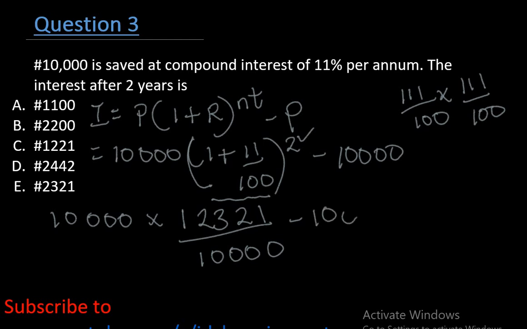Minus the last 10,000. Okay, so this 10,000, we cancel this 10,000. 12321 minus 10,000 will give me my answer, which is 2321 naira. Okay, and the right answer is E.